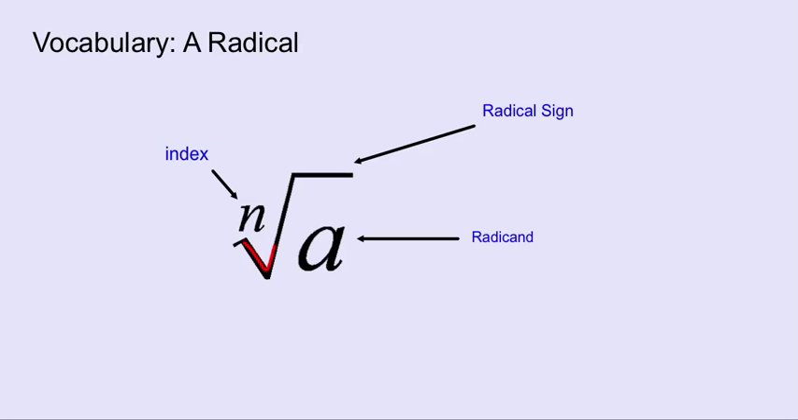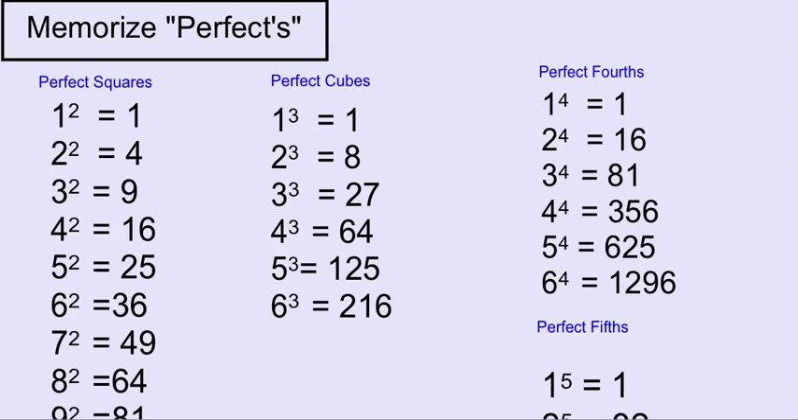This is our radical sign. What's underneath the radical sign is called the radicand. And then what's out in front, here's the index. Here are the perfects chart that you should memorize in this course. So I would recommend you pause right now and start writing them down.